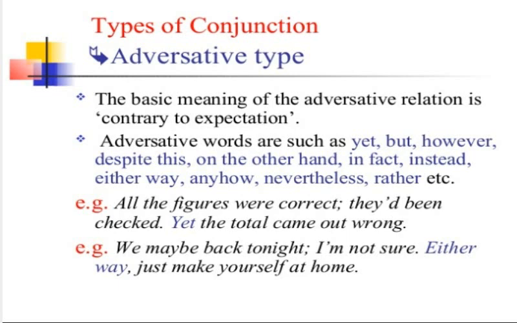Adversative type. The basic meaning of the adversative relation is contrary to expectation. Adversative words such as yet, but, however, despite this, on the other hand, in fact, instead, either way, anyhow, nevertheless, rather. All the figures were correct. They had been checked, yet the total came out wrong. We may be back tonight. I'm not sure. Either way, just make yourself at home.